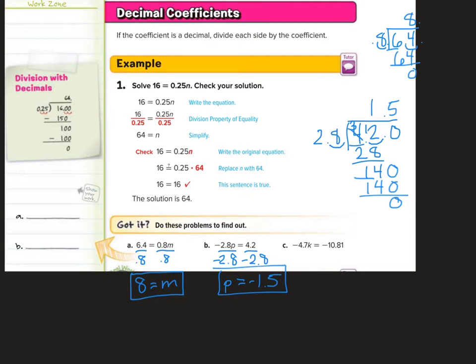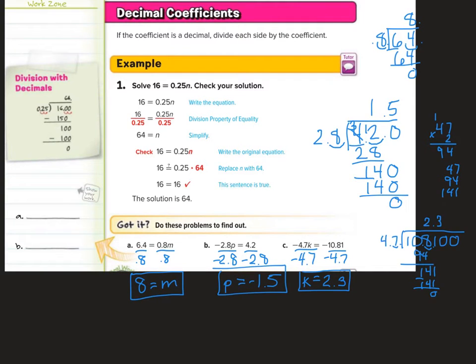For C, I have negative 4 7/10 k equals negative 10 81/100. I have to divide both sides by negative 4.7. I'll be using long division on the side to solve. After dividing using long division, I found that 4 7/10 goes into 10 81/100, 2 3/10 times. So my answer is k equals 2.3.